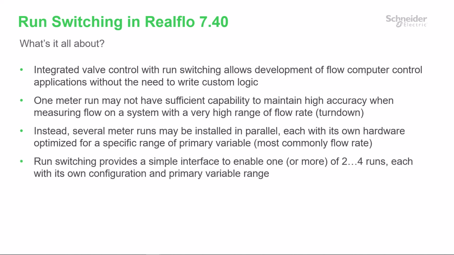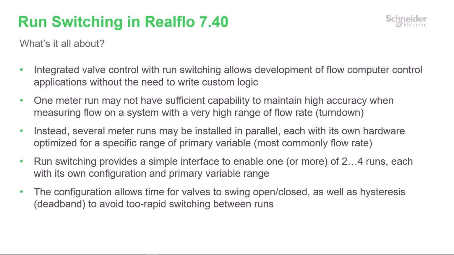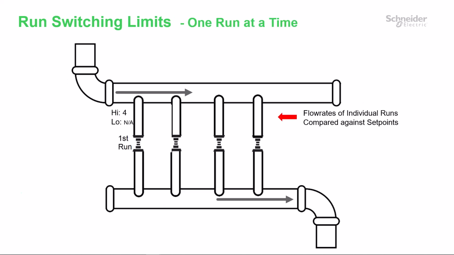Run switching in Realflo provides a simple interface for you to enable any one or up to 4 runs. The configuration allows time for valves to swing open or closed, as well as deadband to avoid too rapid switching between runs. Here's an example of a site with 4 parallel flow runs. Each run is configured with a high and a low process value limit. The process value being monitored may be flow rate or possibly some other parameter such as pressure or temperature.